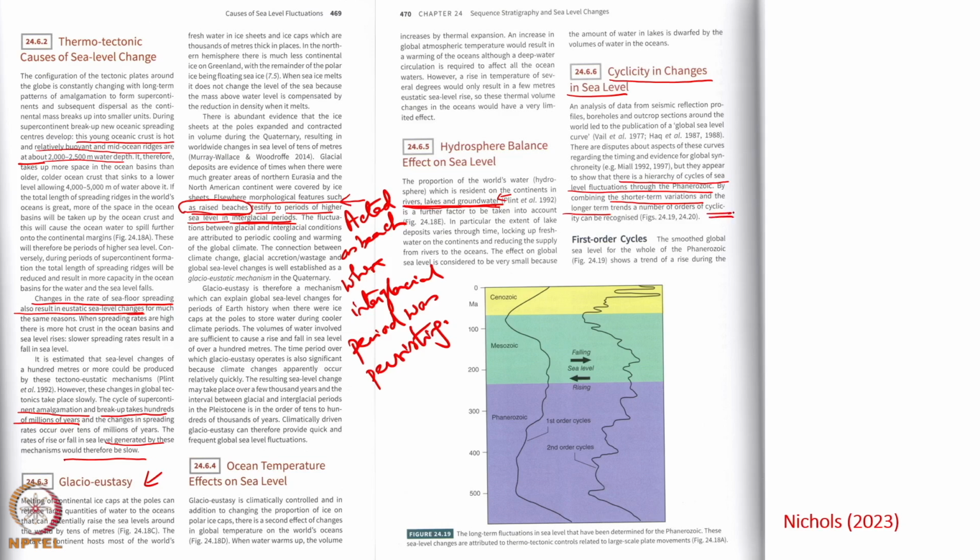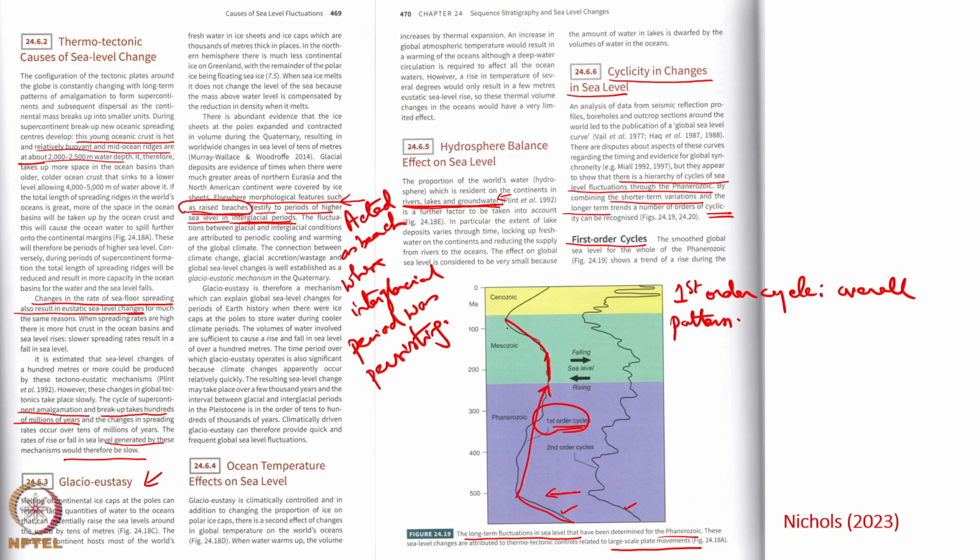So different cyclic stages have been identified, the first order cycles. For the Phanerozoic, the long term fluctuation in sea level are presented by these curves, and these are related with large scale plate movements. The first order cycle is a smoothed out curve. Out of this we can make a smooth curve, and that shows the first order cycle or the overall pattern. We note first there is a rise in sea level, and then from here to there a fall, and then nearly the same, and then there is an overall rise followed by an overall fall.